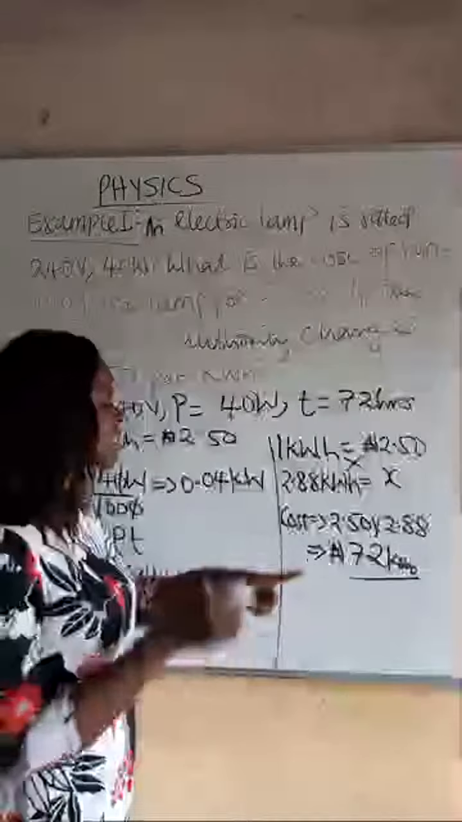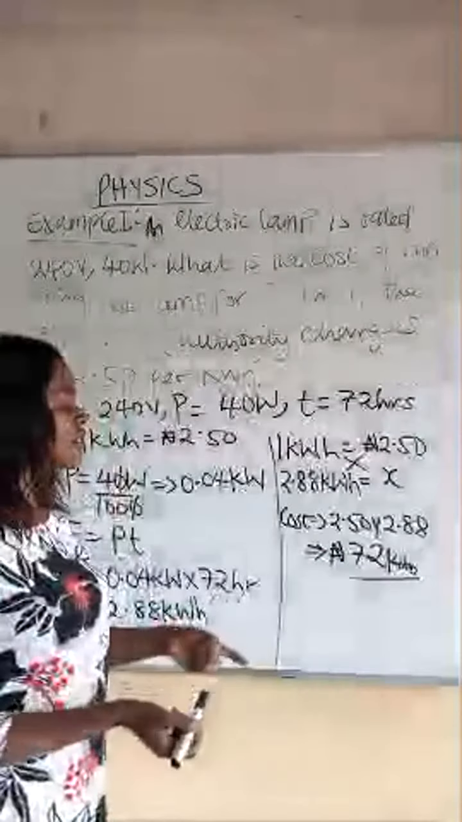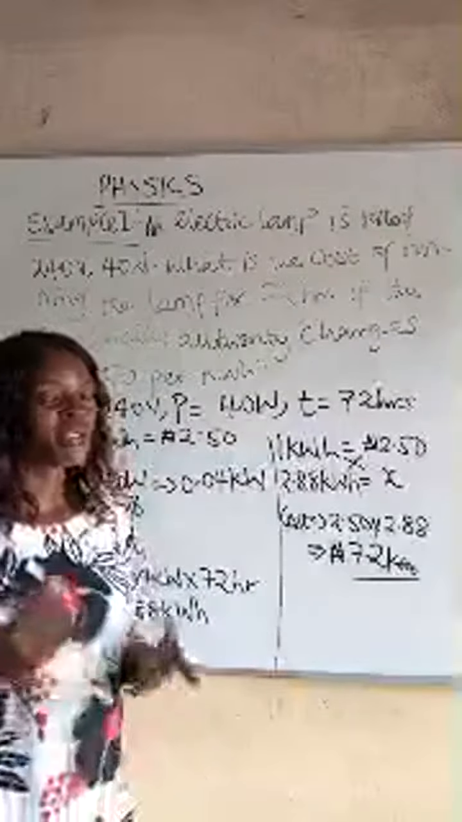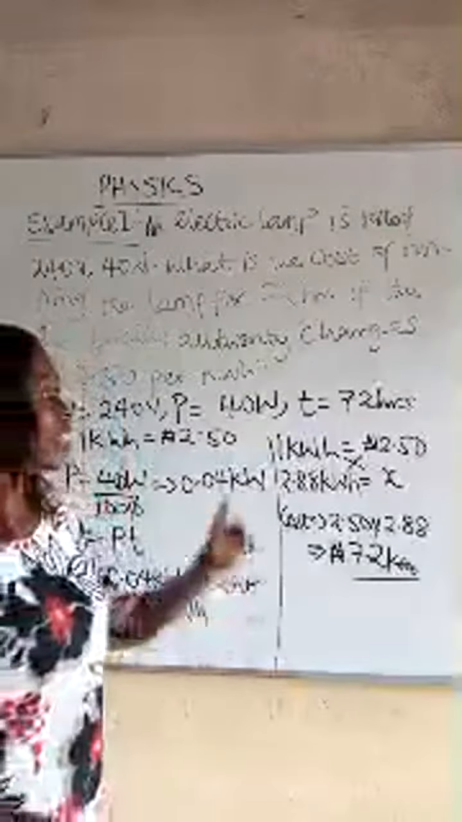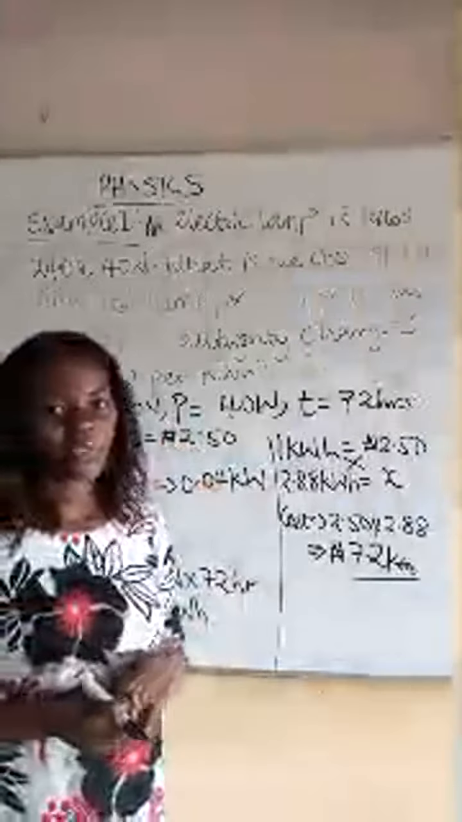So I'm going to put it down and cross multiply. By the time you multiply the two of them, you're going to have 7 naira 2 kobo. That is the cost of using this appliance. So let's look at another question.